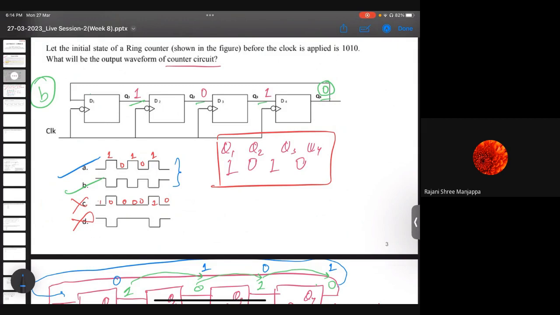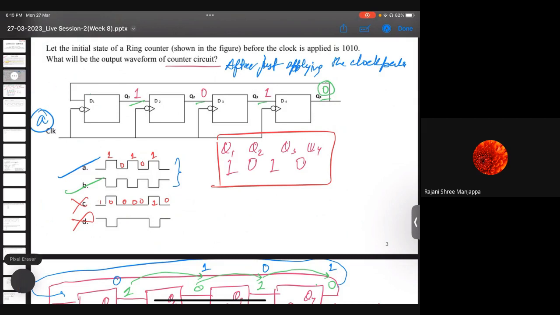Yeah, so there is some ambiguity in the question. If it is saying that after just applying the first clock pulse, after just applying the clock pulse, then yes, the answer would be option number A. And that would be a better answer, I guess. So I hope you are correct.